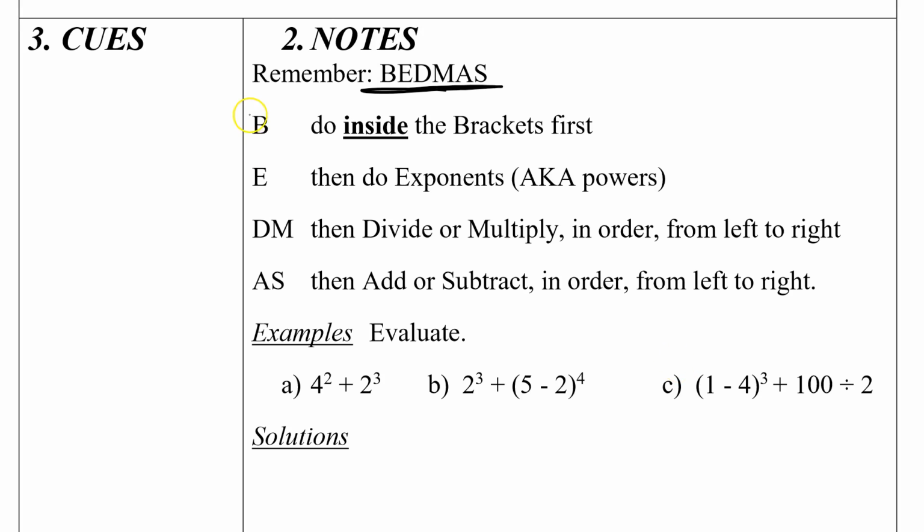So let's just go through this here. BEDMAS says do inside the brackets first, whatever that may be, whether it's adding, subtracting, and if there's adding and say multiplying, make sure that you do the multiplying before. Then you do the exponents. The D and the M is divide and multiply. This is key, in order from left to right. That's important. And then adding and subtracting, then add or subtract in order from left to right.